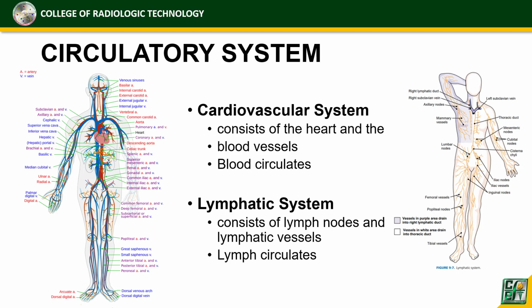So, sa madaling salita, yung cardiovascular, ito ay may kinalaman sa ating puso at sa mga tinatawag natin blood vessels, okay? Katulad ng arteries, veins, venules, arterioles, and capillaries, okay? And also about the blood.